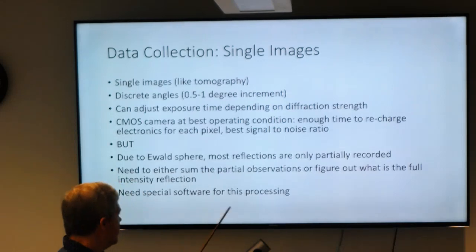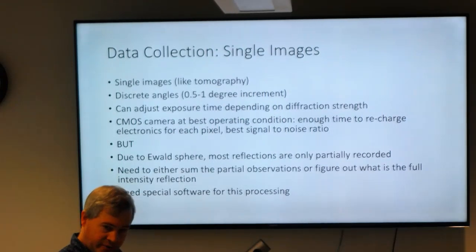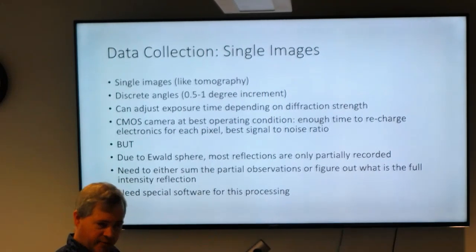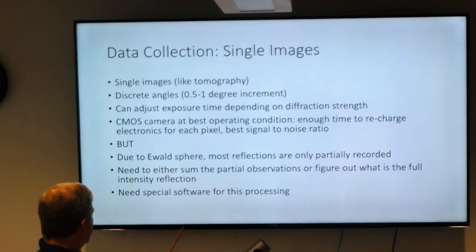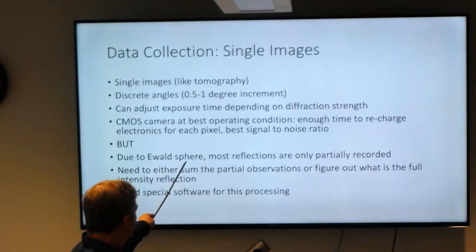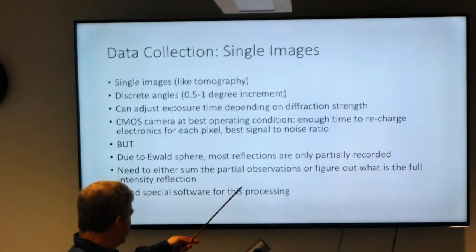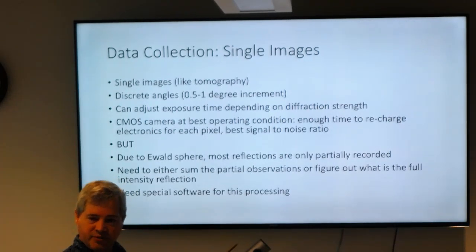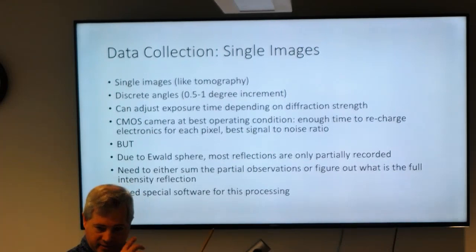Because the wavelength of the electrons is so small, and the Ewald sphere is in inverse or Fourier space, its radius is very, very large, so it's almost flat. That's why we normally don't worry about it for single particle EM until we get to very high resolution. But because it's so flat, most reflections are only partially recorded, especially if you do individual ones. So you have to figure out what the actual intensity is, because you're only getting partial intensities for a lot of them, and you can't be as confident as you would like to be.